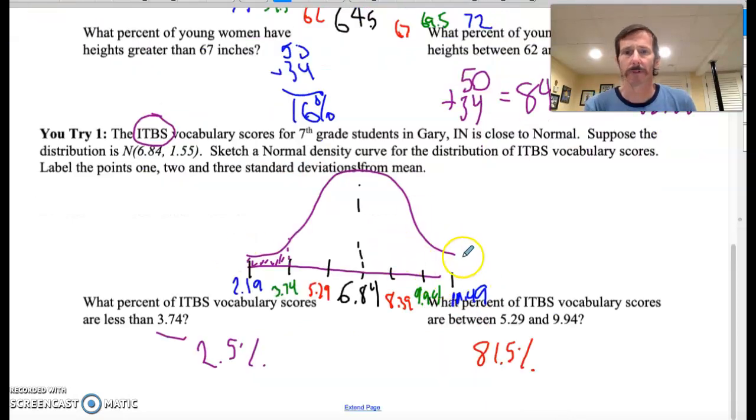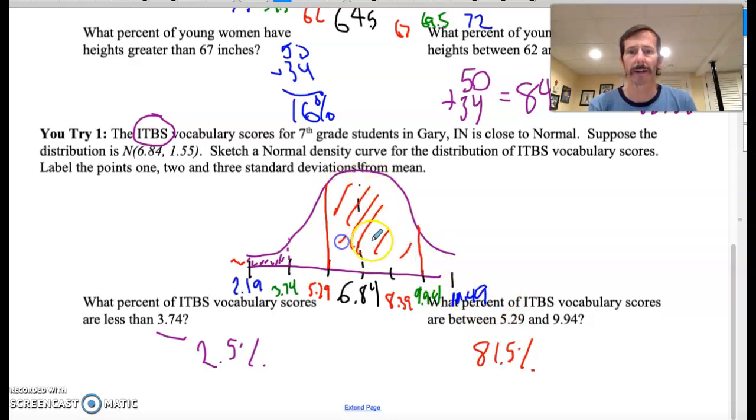Here is the distribution, and you had the unfortunate job of having to deal with these decimals, adding and subtracting. I apologize for that. To be less than 3.74, as a test score, would just be this little bit over here that keeps going. That would be 2.5%. And the second one between 5.29, which is right here, and 9.94, which is right here, it would be all of this. So you could get that by adding your 68 plus this extra piece right here, which was 13.5 to get 81.5. So there you go.